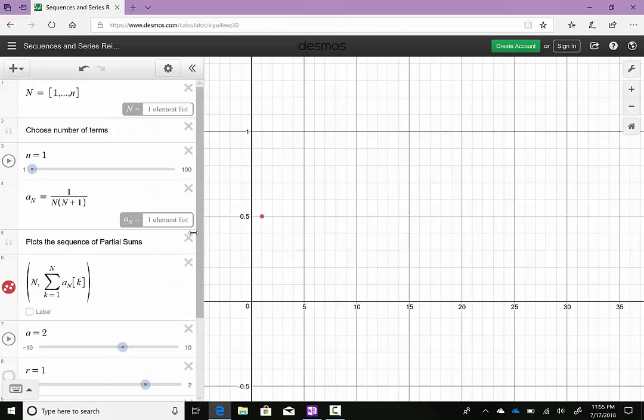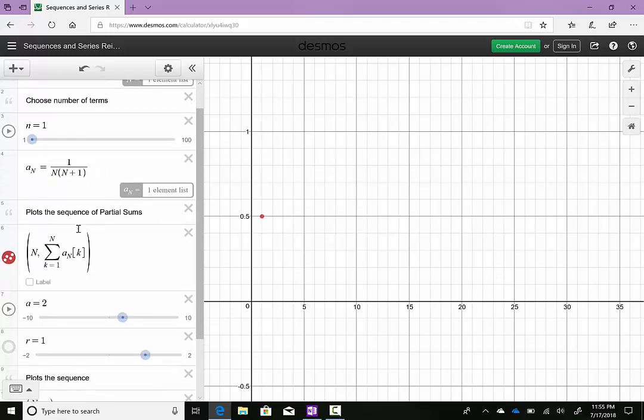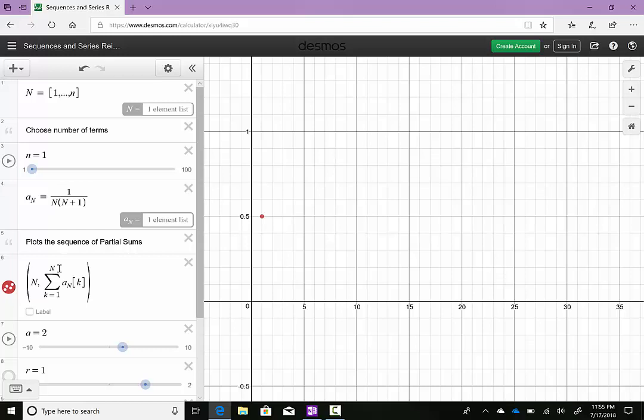So here we are in Desmos. I've written in the sequence that we're talking about, 1 over n times n plus 1, and we're looking at the sum of terms of this sequence. The notation I have here in this red line is plotting, for every n, or in our case we were calling these k's, the sum of the first n terms of the sequence. So we start out and we just have the first term.